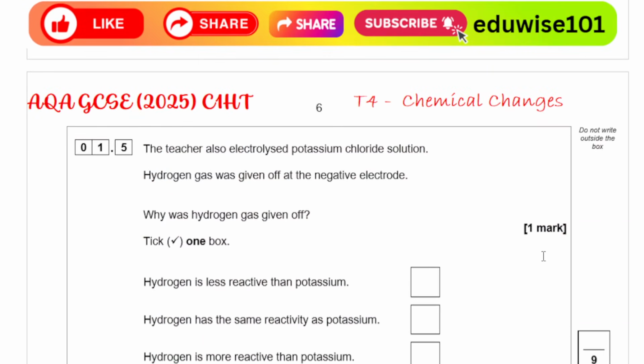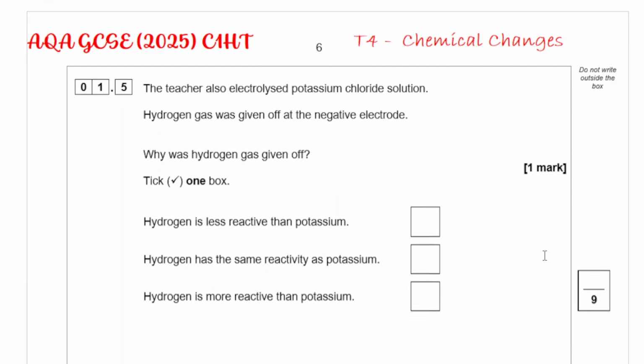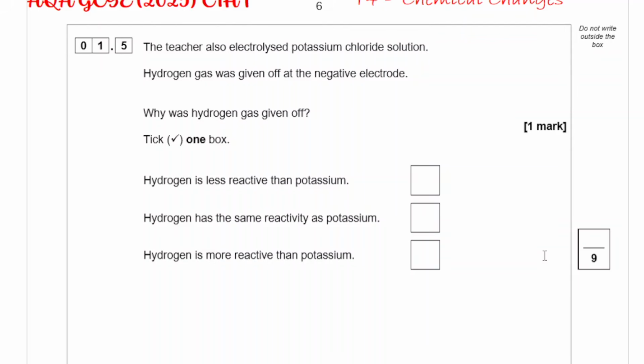The teacher also electrolyzed potassium chloride solution. Hydrogen gas was given off at the negative electrode. Why was hydrogen gas given out? Now, the reason hydrogen gas is given out is because hydrogen is less reactive than potassium. That would be the correct answer. If it was more reactive, then potassium would be produced. That brings us to the end of question number 1, and I will see you in question number 2.